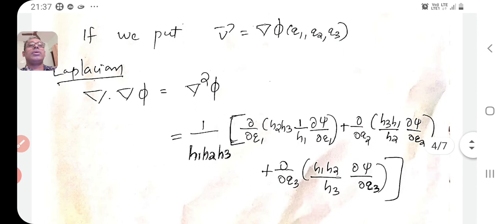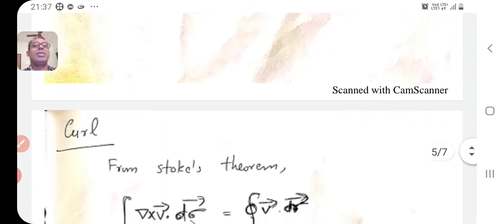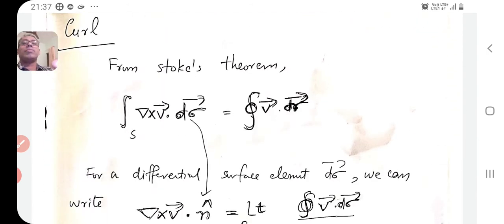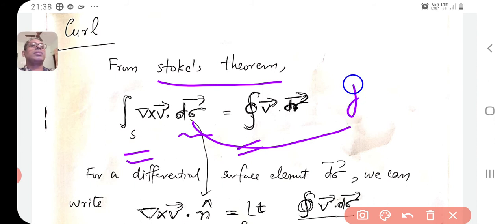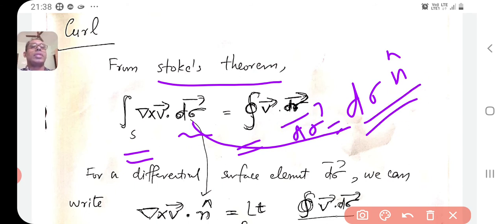So we have found the gradient, divergence and the Laplacian. Now when we find the curl, we start from the Stokes theorem. We know the surface integral of del cross V dot d sigma equals the line integral of V dot dr. If d sigma is very small, I write the vector d sigma as d sigma times the unit vector n.